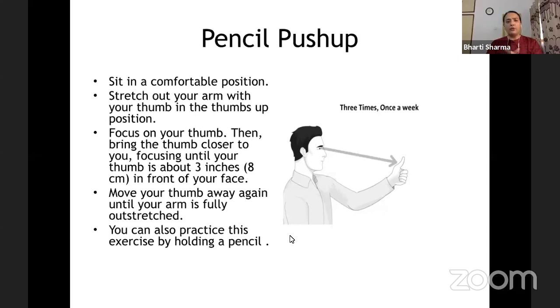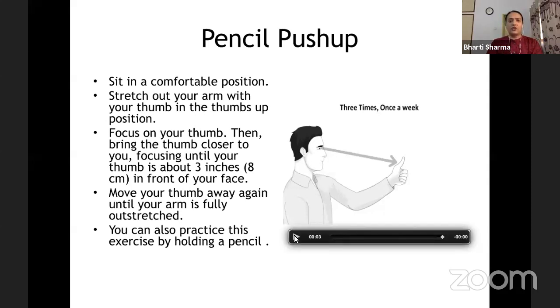So basically you have to sit in a comfortable position and you have to do a thumbs up. Stretch out your arms with your thumbs in the thumbs up position. Focus on the tip of your thumb. Then you bring the thumb closer to you, focusing until the thumb is about 3 inches in front of your face. Move your thumb away again until your arm is fully outstretched. You can practice this exercise by holding a pencil.